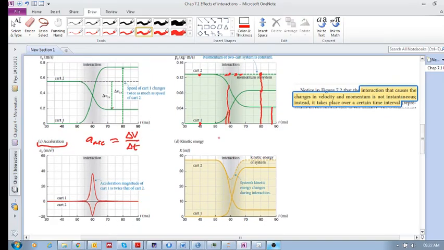I think that's good enough. In the next video, I'm going to focus on kinetic energy because this will take up about as much time as these three. Okay, see you in the next one.